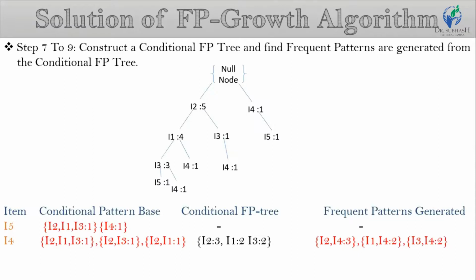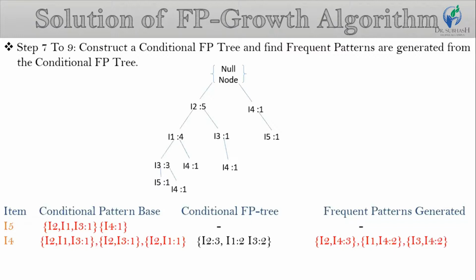Now, the conditional FP tree is constructed. This will contain I2: 3, I1: 2, I3: 2. This path will generate all combinations of frequent patterns. So the frequent pattern is I2, I4: 3. Next is I1, I4: 2. Next is I3, I4: 2.